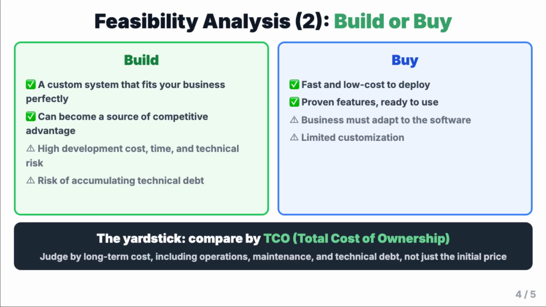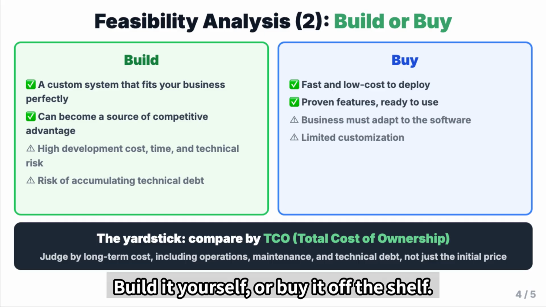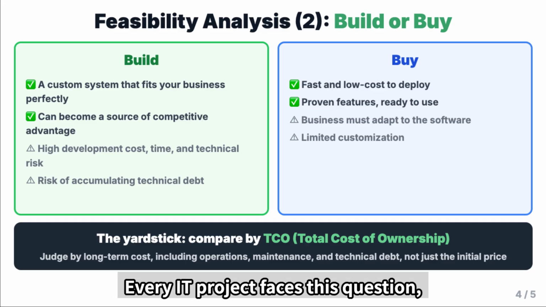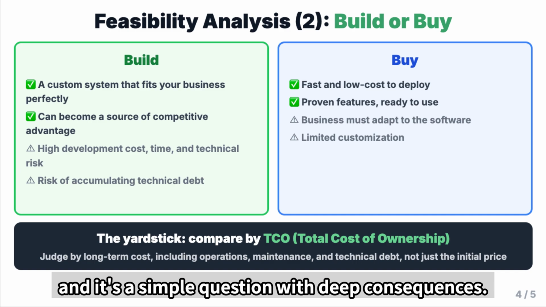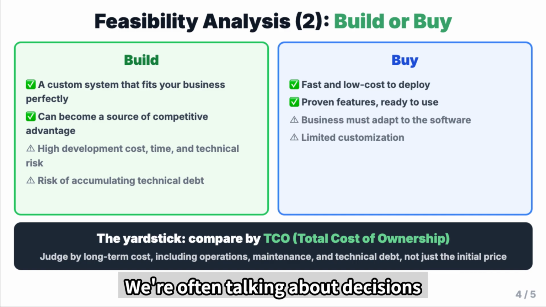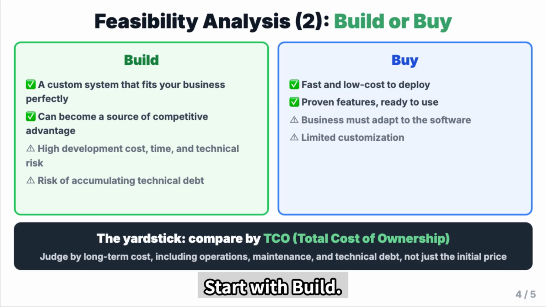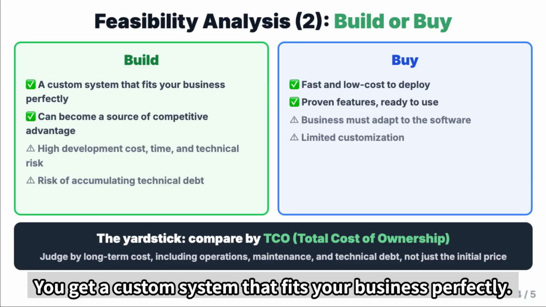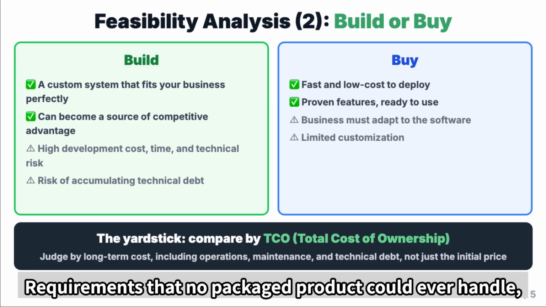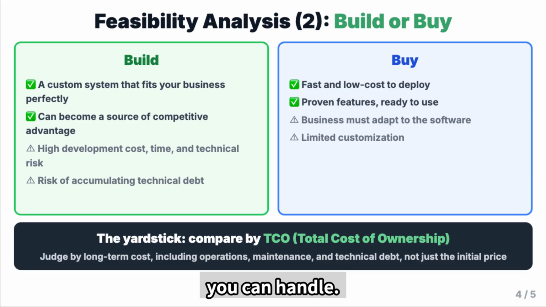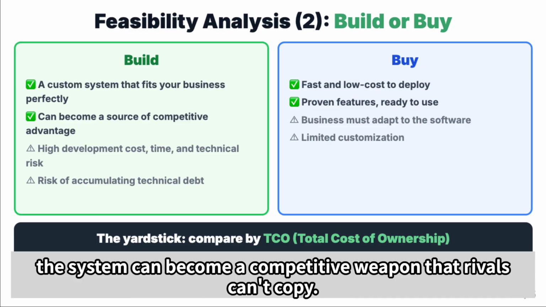Feasibility Analysis, Part 2. Build or buy. Build it yourself, or buy it off the shelf. Every IT project faces this question, and it's a simple question with deep consequences. We're often talking about decisions worth hundreds of thousands to millions of dollars. Start with build. You get a custom system that fits your business perfectly. Requirements that no packaged product could ever handle, you can handle. And if it goes well, the system can become a competitive weapon that rivals can't copy.